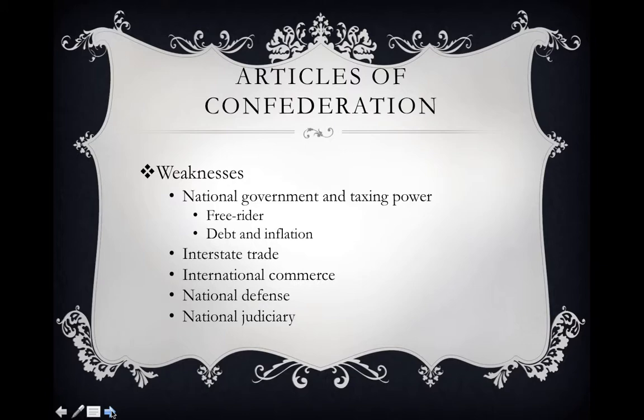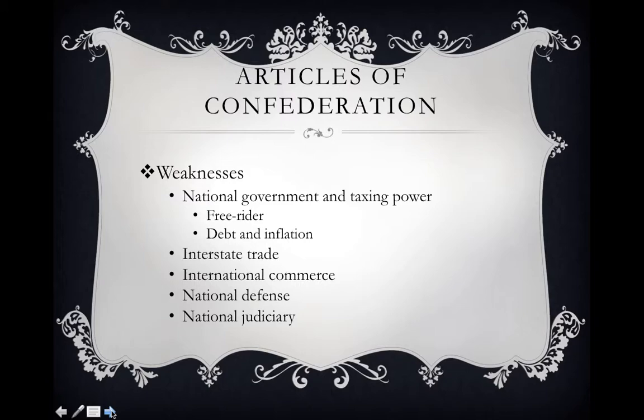So when you're reading through that, make sure that you underline or you understand a couple of things that are very important. That the weaknesses of the Articles of Confederation were many. Number one, that there was a weak national government and had a very limited ability to tax.